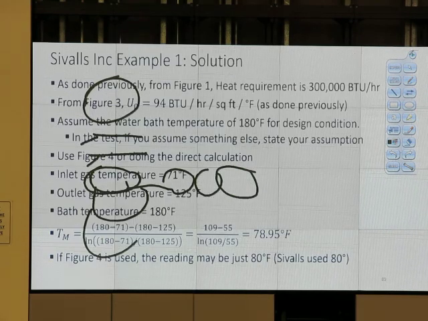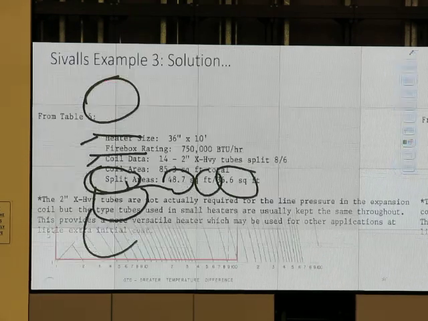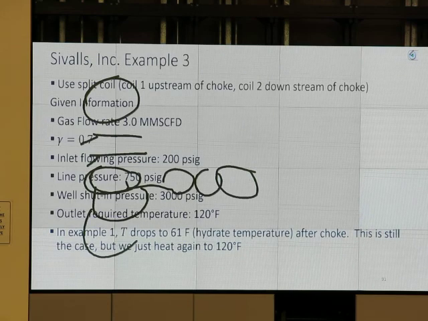Oh my God, I cannot clear it. Split coil. Okay, look at this one.